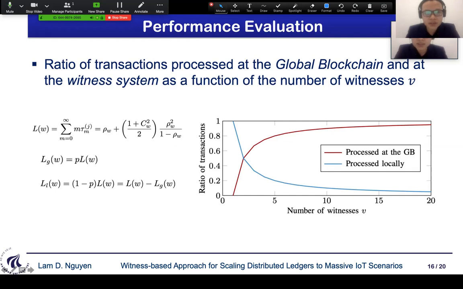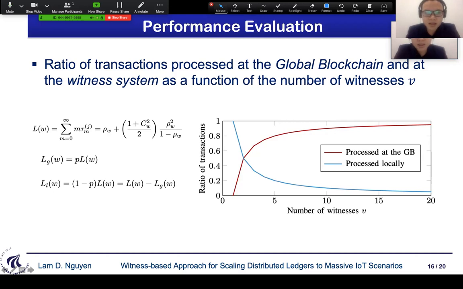We then look at the ratio of transactions processed at the global blockchain and at the witness system as a function of the number of witnesses, which varies from 2 to 20. At the beginning we compute the number of transactions in the queue, and then the number of transactions in the global blockchain and in the local witness system. We can see that when we increase the number of witnesses, the number of global transactions increases, because the number of IoT devices connected to different witnesses increases.